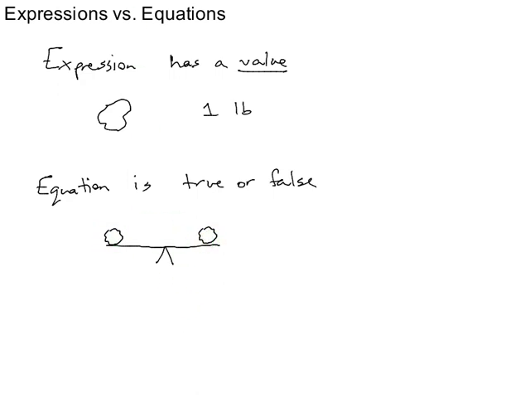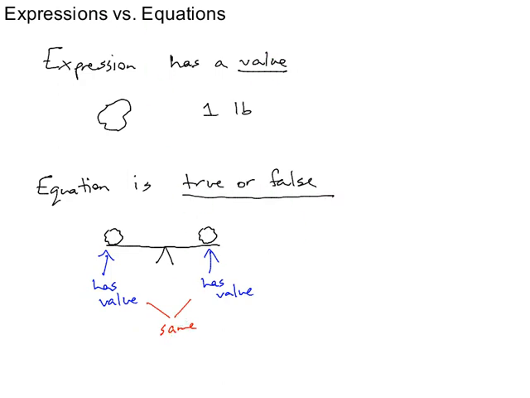Each side has a value. They each have their own value. And if the equation is true, if this is balanced, then these two things are the same. Okay? So this equation would be true. It's balanced. Alright, an expression has a value. An equation is true or false.